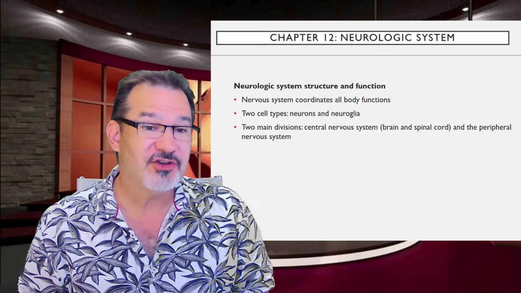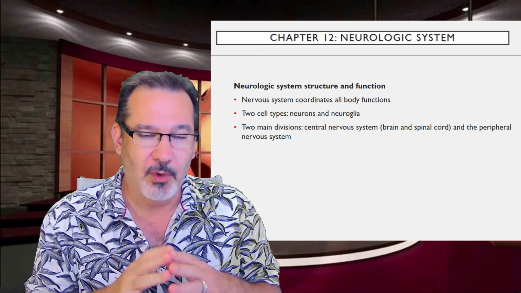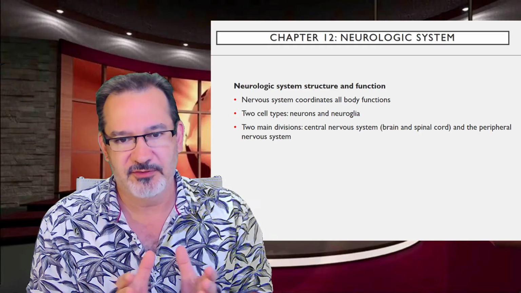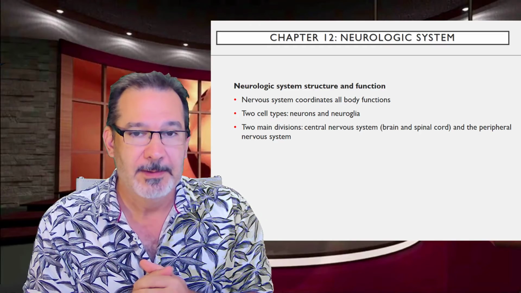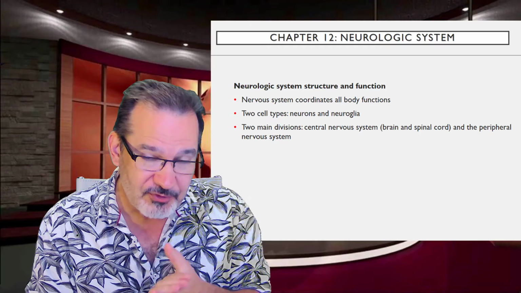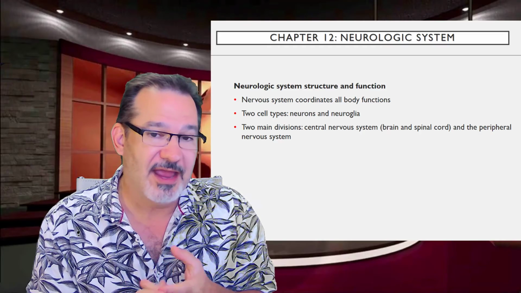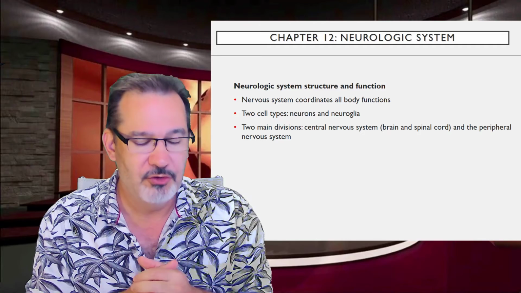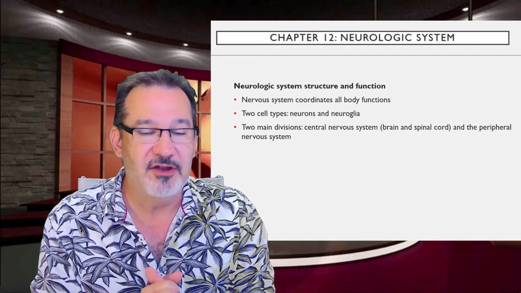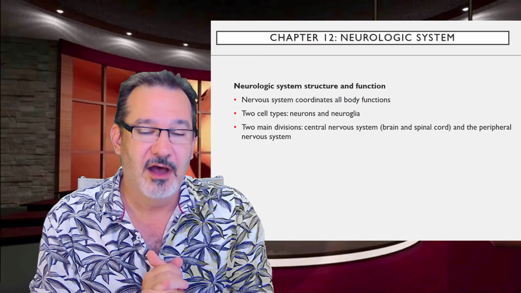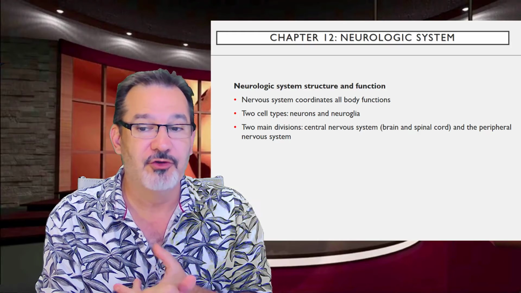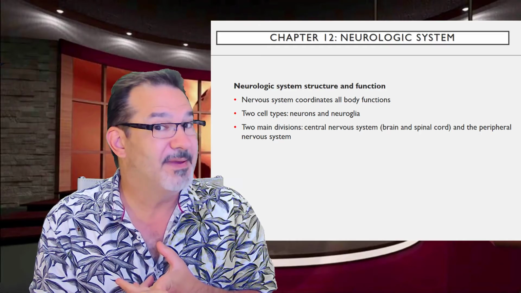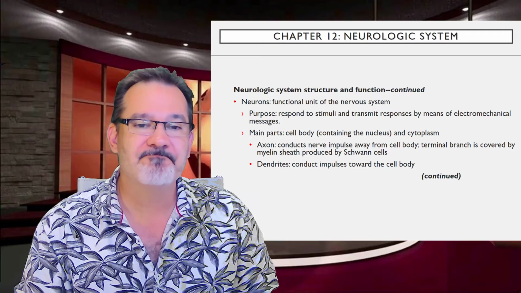So the neurologic system, what does it do? The nervous system coordinates all body functions. There are two main cell types, the neurons and neuroglia, however you wish to pronounce it. And then two main divisions of the nervous system: the central nervous system, or CNS, and the peripheral nervous system, or PNS.